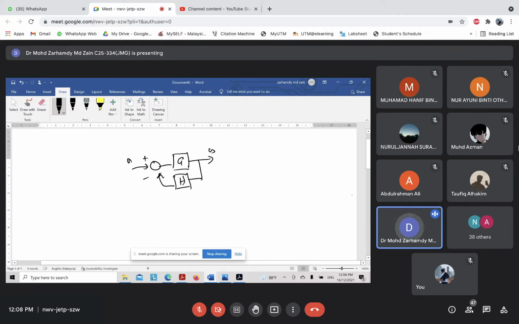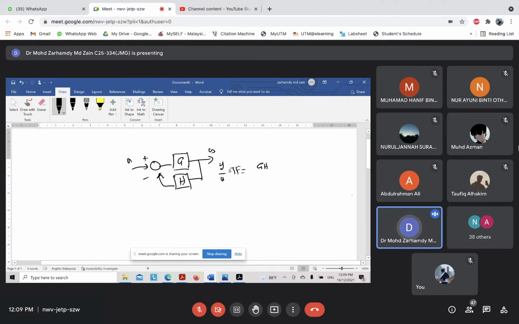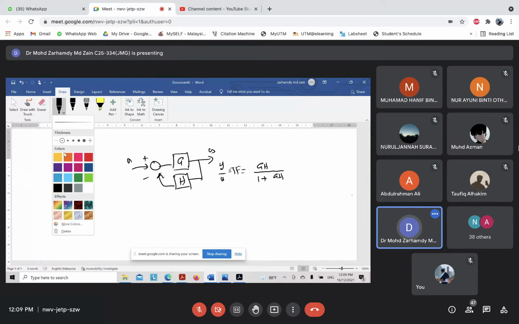Before we investigate the condition of our system, we need to come up with the transfer function. Now our transfer function is Y over U. Because of this closed loop, we have the formula for the closed-loop simplification of this system: G divided by 1 plus GH. In this chapter on stability, we only concentrate on this.